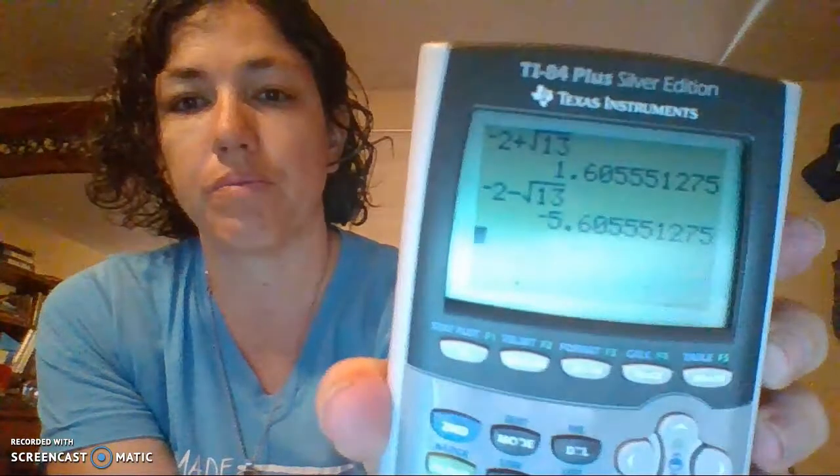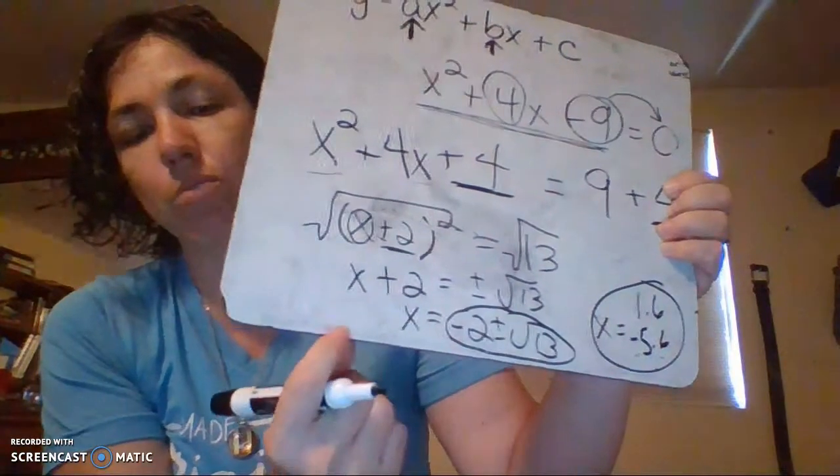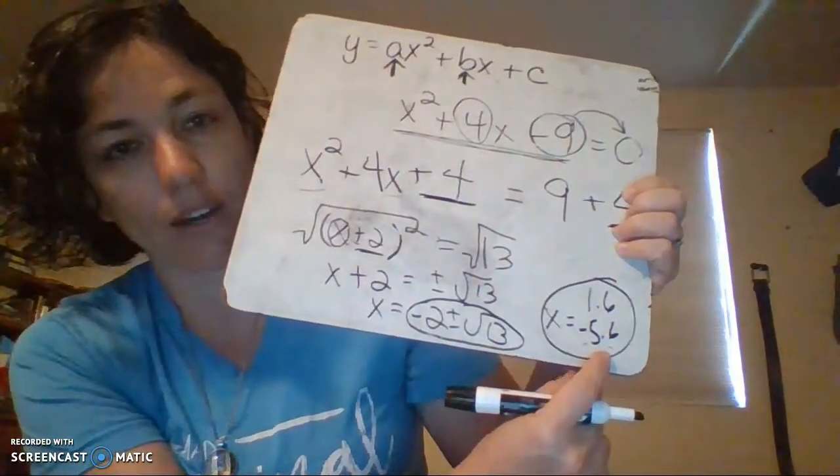And then you do it again, negative 2 minus the square root of 13. And you get a different answer. So my answers would be 1.6 and negative 5.6. Written either this way down here or this way over here, either one is fine. I'm going to show you some other examples.